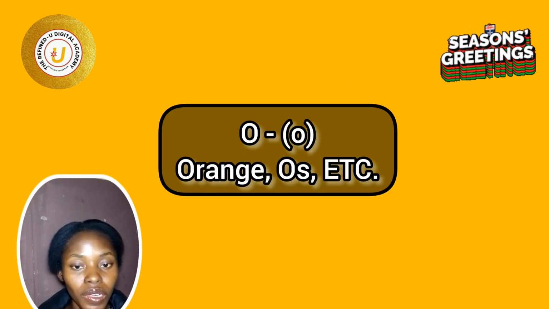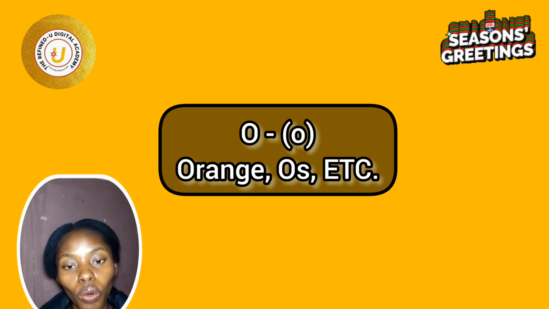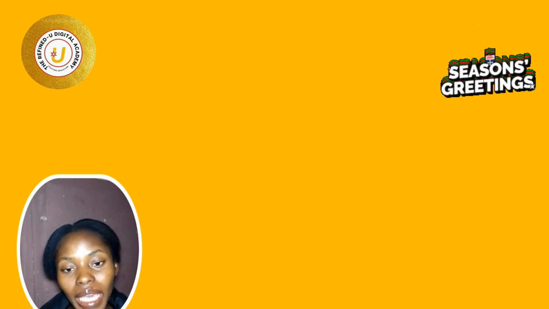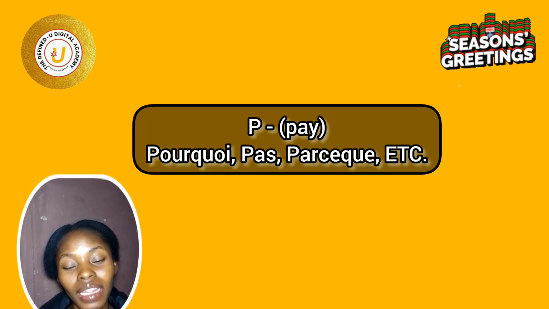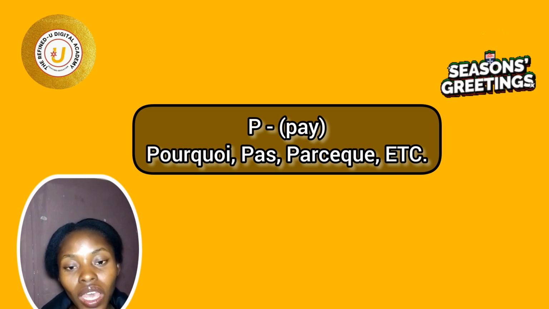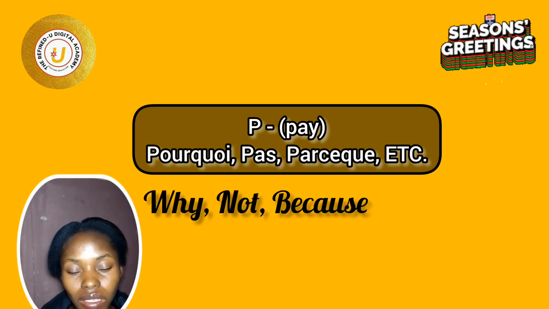Letter O is pronounced just as it sounds. O is O. We have examples like orange, we have examples like os, and so on. Letter P is pronounced as P. That's letter P, called P, pronounced as P in French. We have things like pourquoi, pas, parce que, and so on.